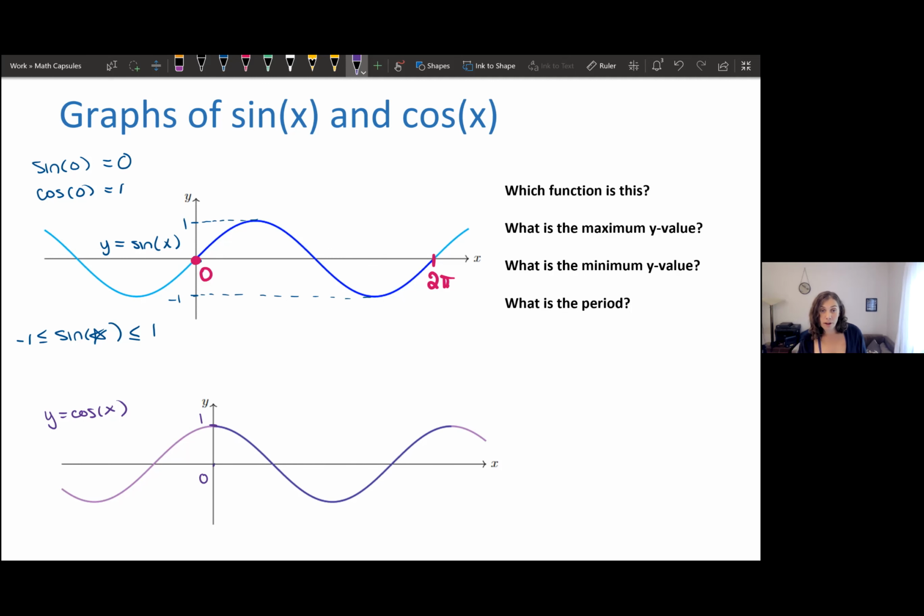The maximum y value is still 1, and the minimum y value is still -1. This turns out to be really useful to know that cosine of anything lies between -1 and +1.